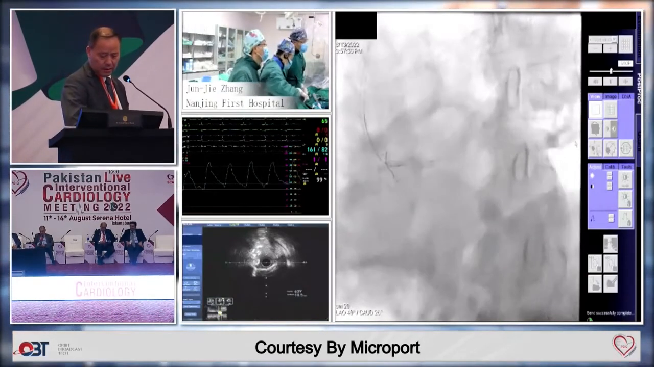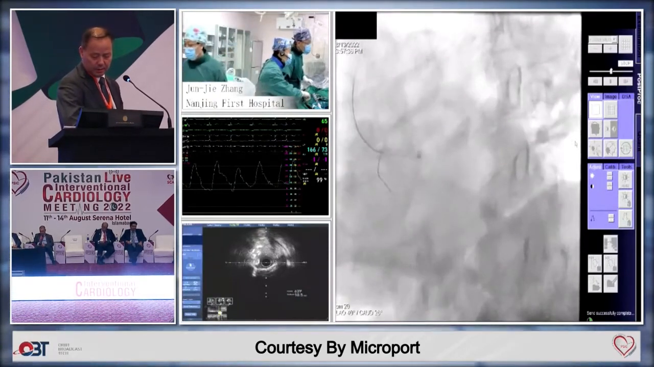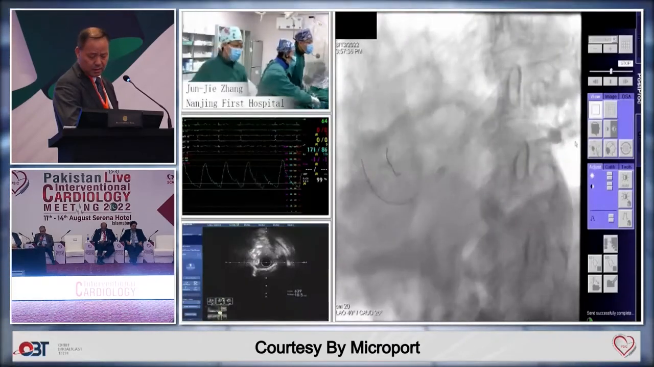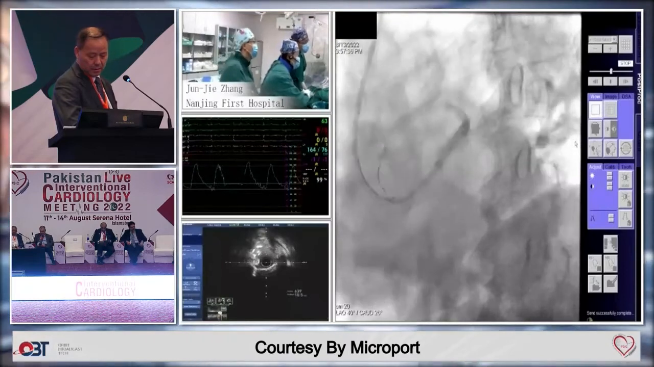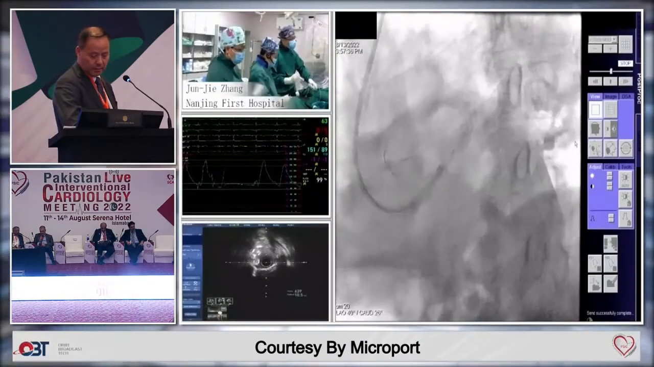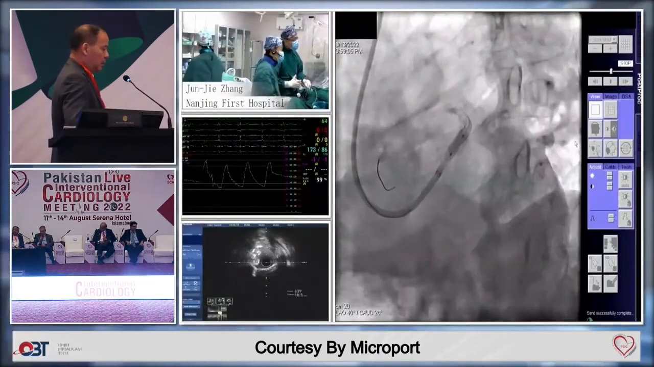So this is a 4.0 non-compliant balloon, right? Yeah. Yes. Up. But the left main is larger than 4.0, wasn't it? It's close to 5.5. So why are you using 4.0 now?